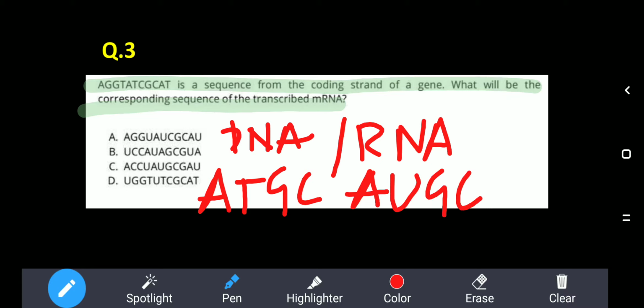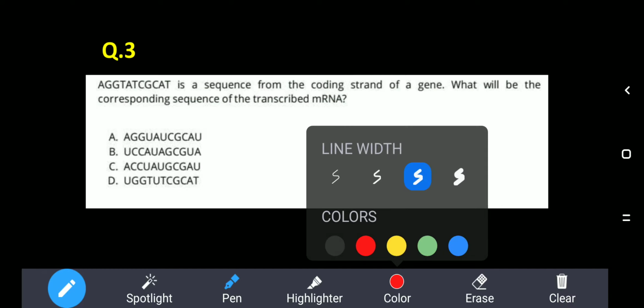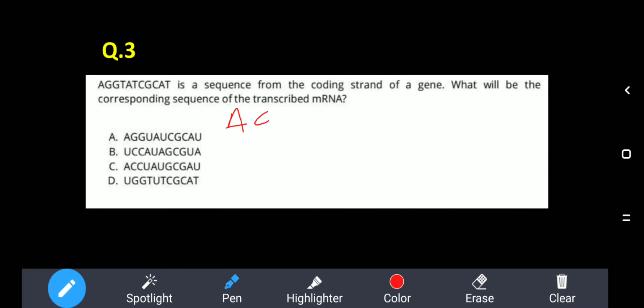So if I am making RNA from the DNA, definitely we will be replacing the T with the U. You need to replace the T with the U. The rest of the sequence is common; there is not much difference. When I write the sequence, AGGTATCGCAT, instead of T I have to write U.